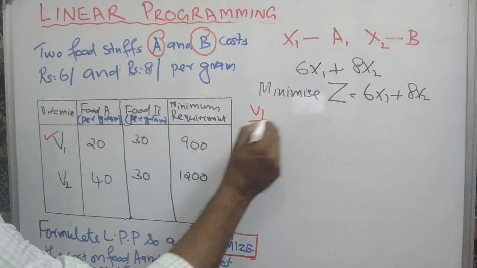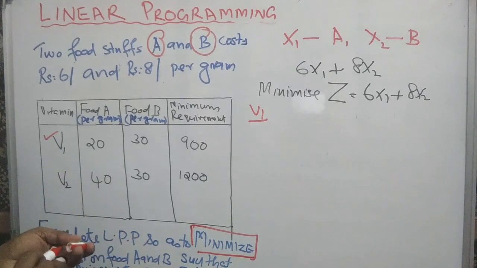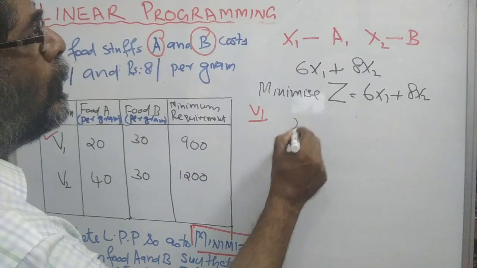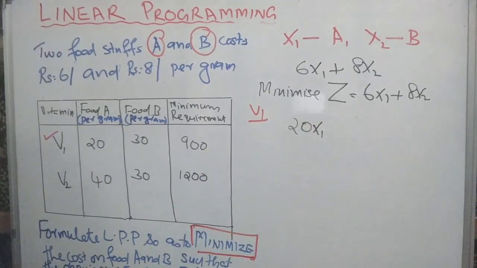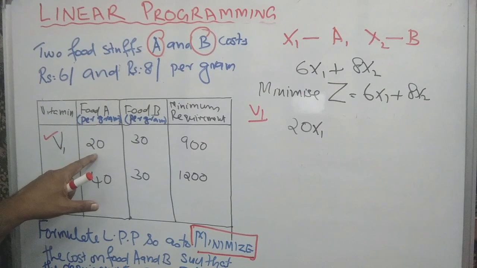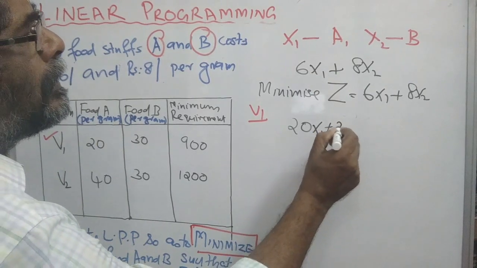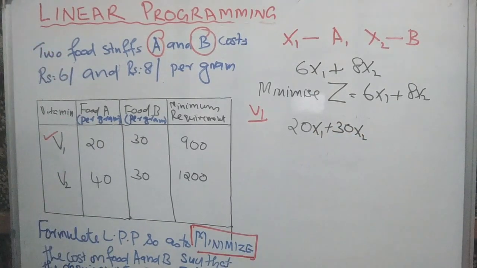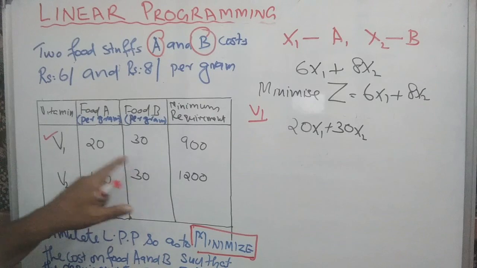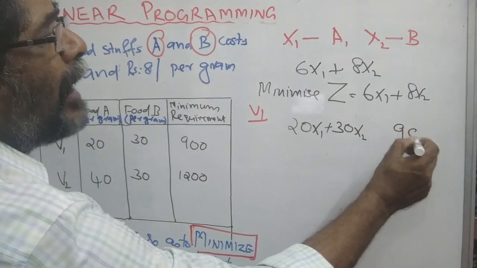The first one is about vitamin B1. 20 units of vitamin B1 is available from foodstuff A. 20x1. How many A? x1 of A. Therefore, we get 20x1 units of vitamin B1 from food A plus 30x2 from food B. About vitamin B1, the minimum requirement is 900.